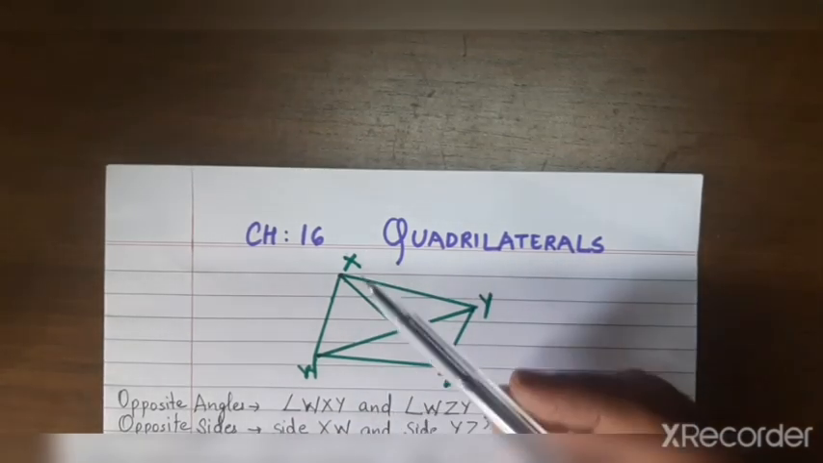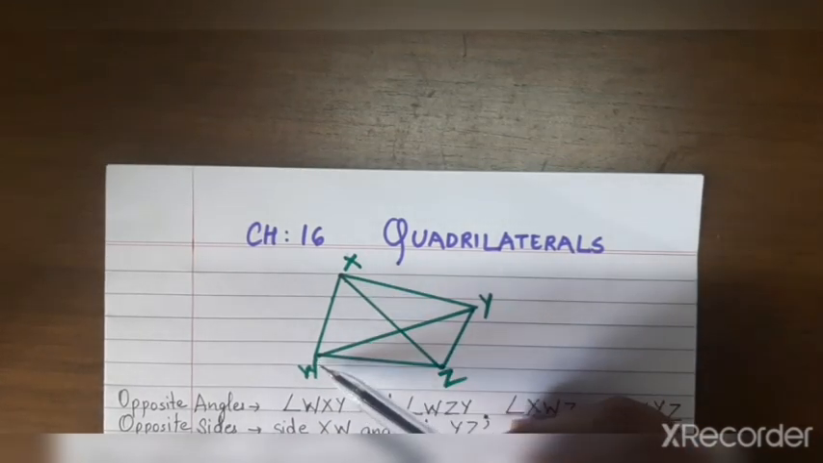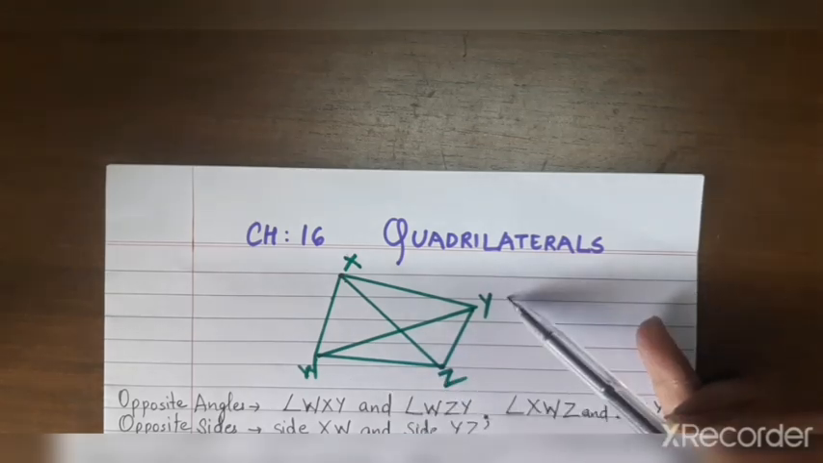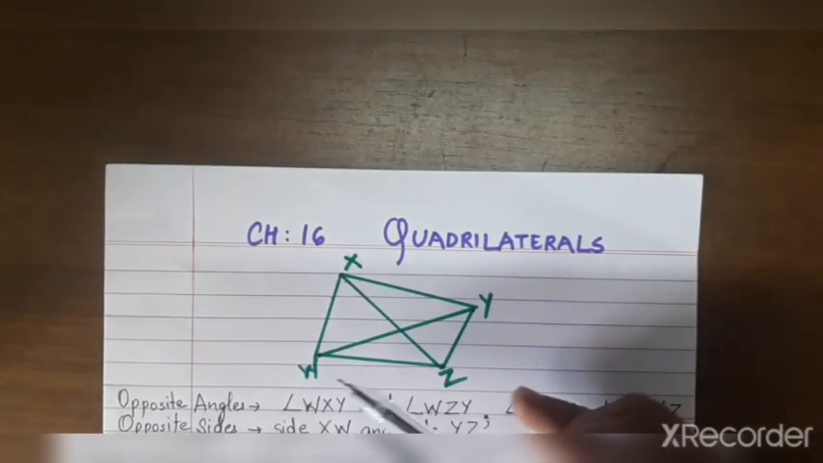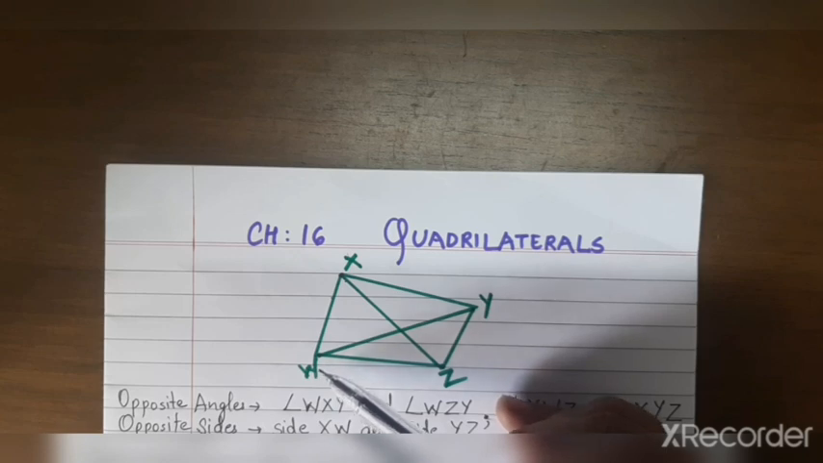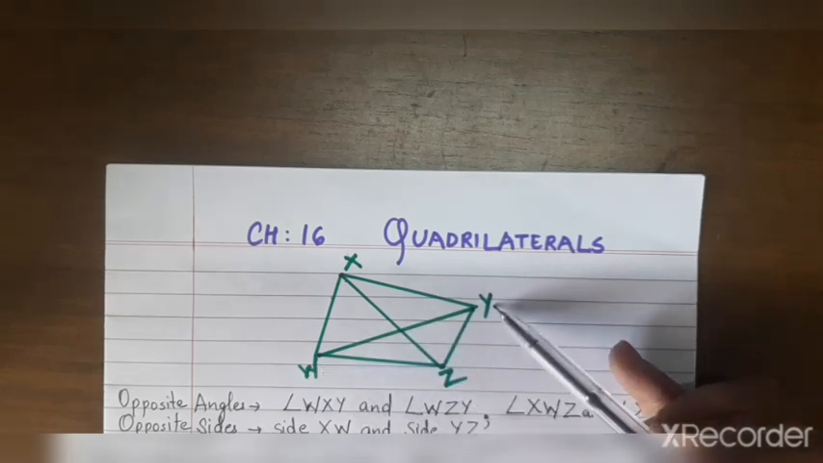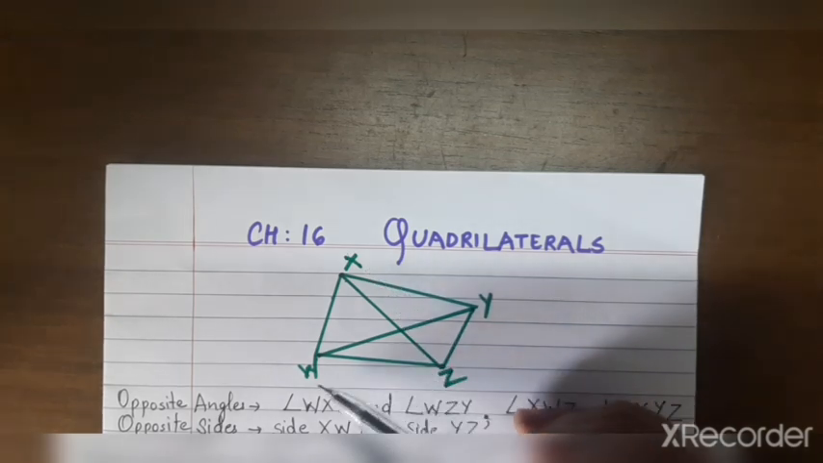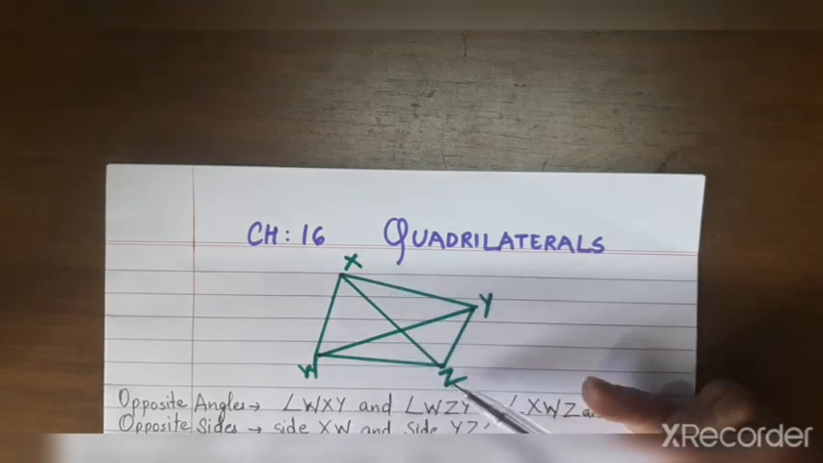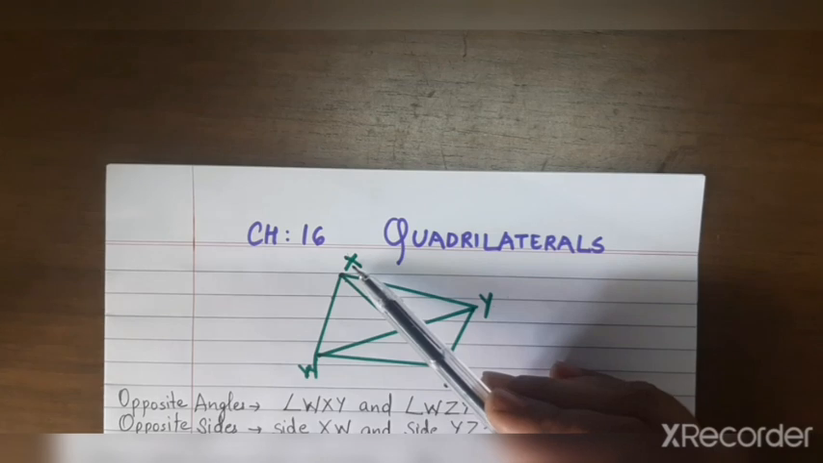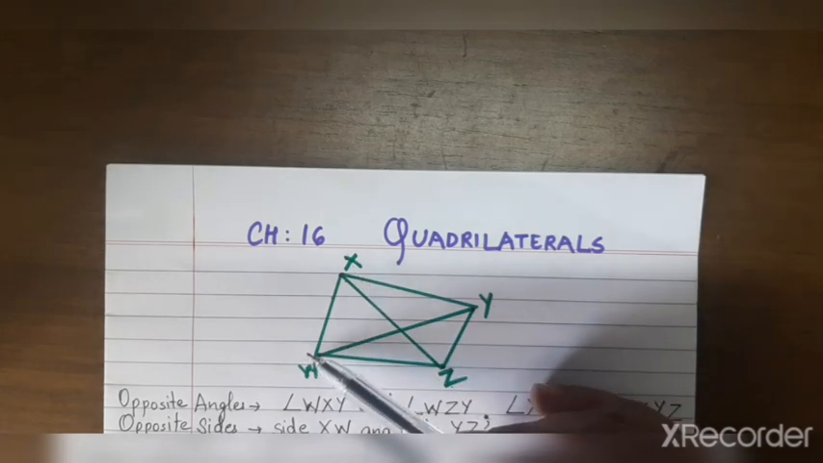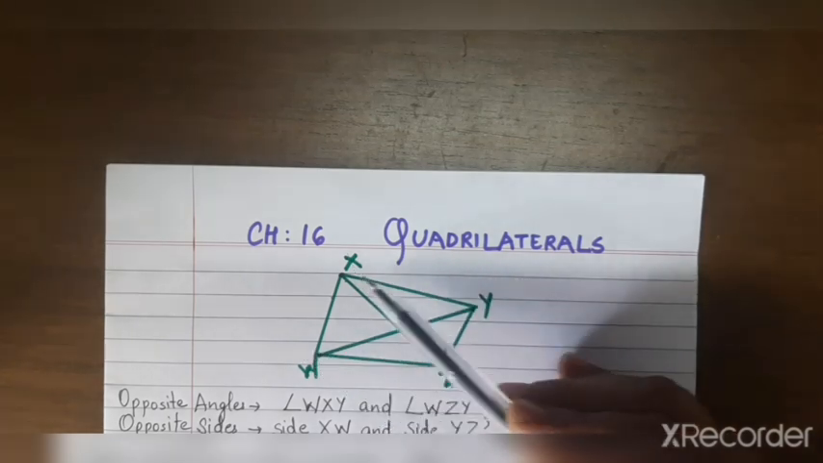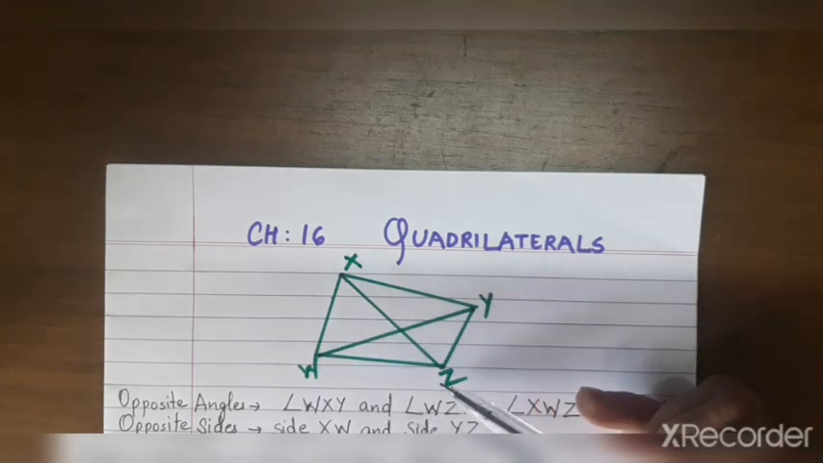Now anti-clockwise, we finished one. X, W, Z, Y. The next, after X comes W. So start from W, anti-clockwise. W, Z, Y, X. We finished W. Now start with Z. Z, Y, X, W. And the fourth one, Y, X, W, Z.